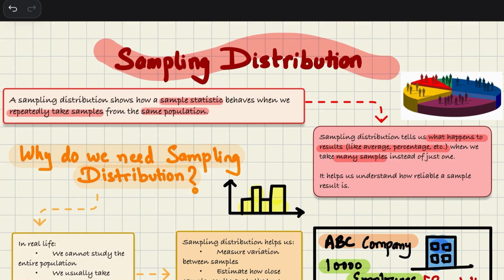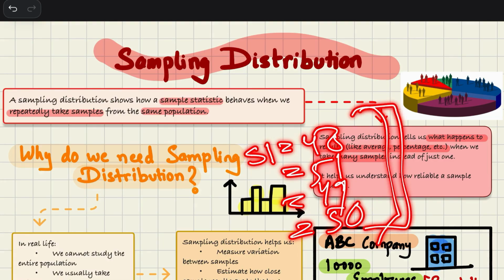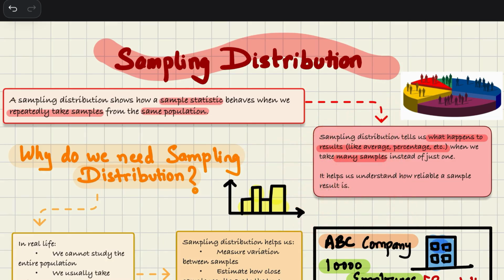For example, the sample mean of S1 is 48, of the second is 51, of the third is 49, of the fourth is 50. Alright, so visualize it. These are the sample means. If we continue taking thousands of samples and plot their means, we get a new distribution known as the sampling distribution of the mean. I hope you are able to understand.